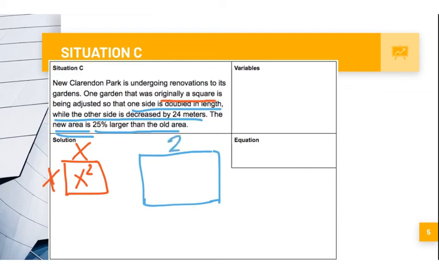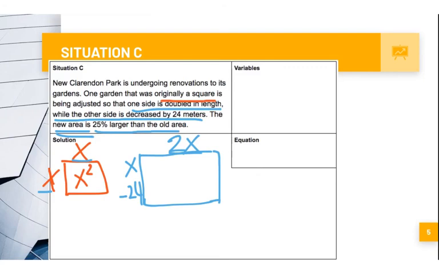One side is doubled, right? That means twice the amount. So if it was X, now it's doubled. And the other one is decreased by 24 meters. So that means if I had X, then I'm going to take 24 meters away from it. All right. And I just wrote it like that because I didn't have room to write it all out on the same line.